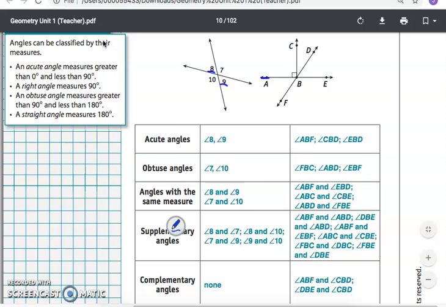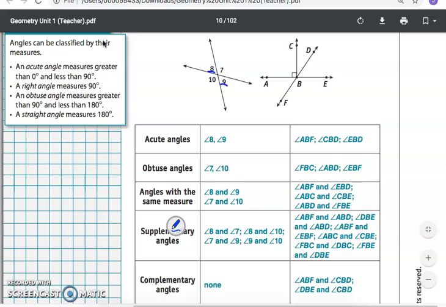ABC and CBE because they form the straight line, ABE. And FBC and DBC because they form the straight line, FD. And then you've got FBE and DBE because they form a straight line. So those are all of your supplementary angles.